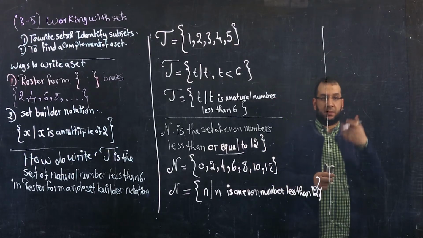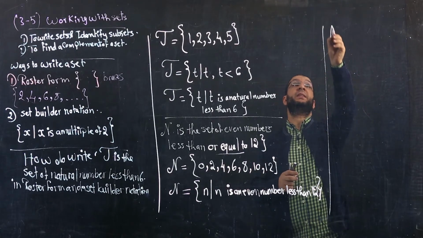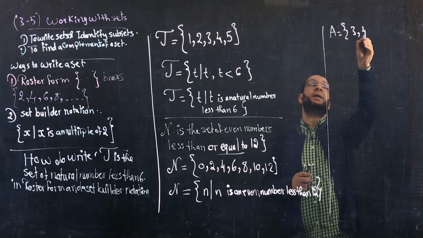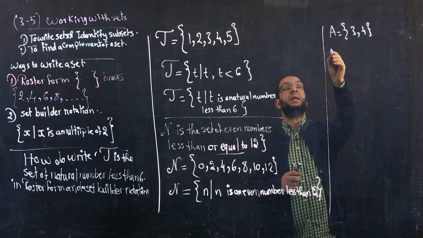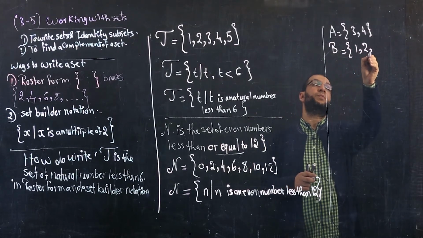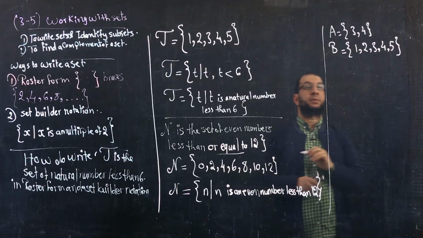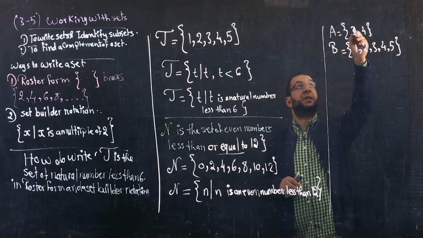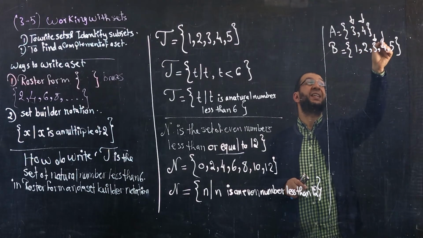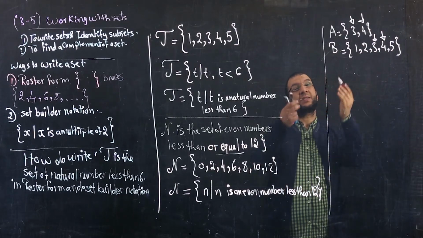I don't understand. Give me an example. Okay. Let's say set A is 3 and 4, and set B is 1, 2, 3, 4, and 5. We can say that the elements of A, which are 3 and 4, exist in the other set, which is B, so A is a subset of B.